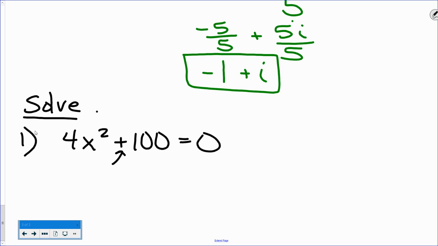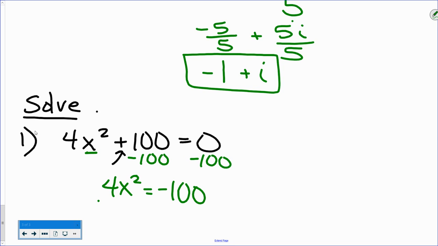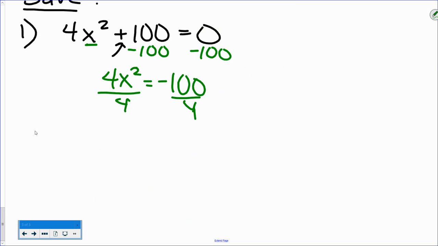But we could do square roots with this one because all I have is the x squared as my variable. So if I just get that by itself, so subtract 100. So 4x squared equals negative 100. Divide both sides by 4. So x squared would equal negative 25.